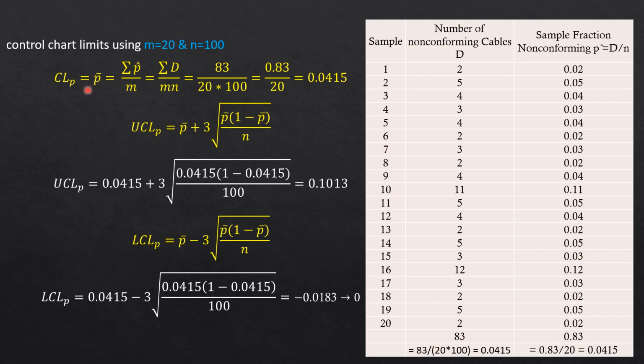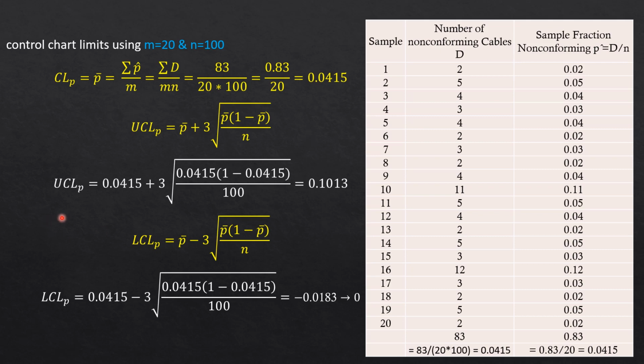After that, for calculating P bar, that is the center line for the P chart, we can use either this formula or this formula. First I will show you the calculation by this formula, that is summation D divided by Mn. Here we already calculated summation D, and M is 20 and N is 100. So P bar is equal to 0.0415, and we get the same value from this formula, that is summation P cap divided by M. Here summation P cap is equal to this value, and divided by M, we get 0.0415.